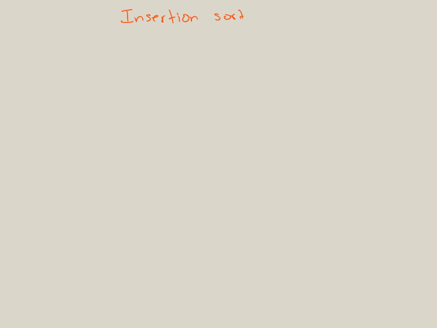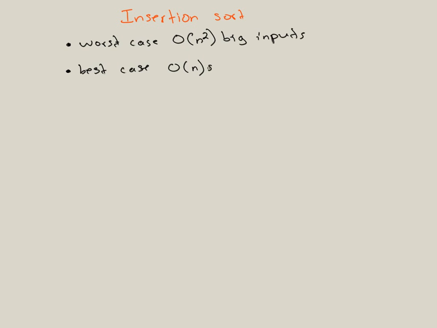But for now, before we get started, let's make quick notes. Its big O notation, in the worst case, is big O of n squared. This is because it's n squared on big inputs, because of the number of comparisons that it does and so on. And its best case is big O of n. This is for small inputs and/or a nearly sorted array.